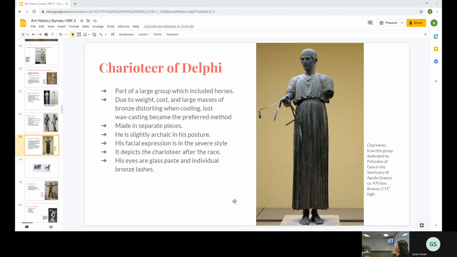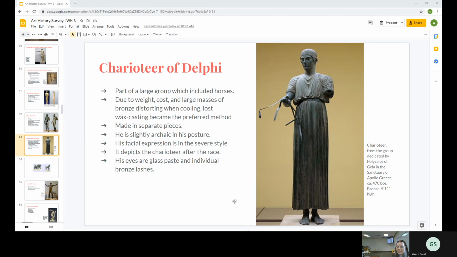This bronze is hollow. Most of these, because they're so big, had to be made in parts. So there would have been multiple molds for multiple body parts. And then you put them back together at the end with some welding tools. Of course, back then welding was a lot different than it is today.